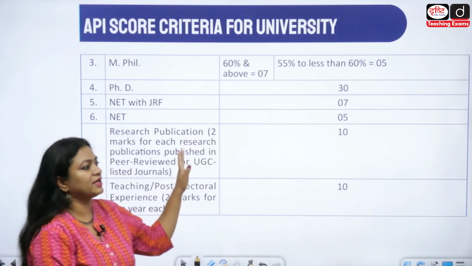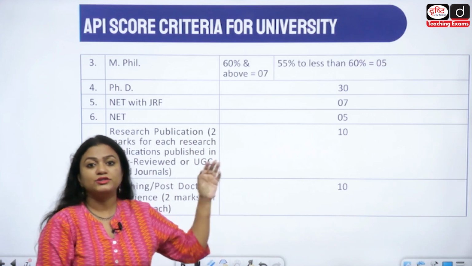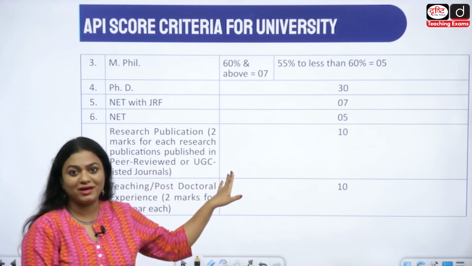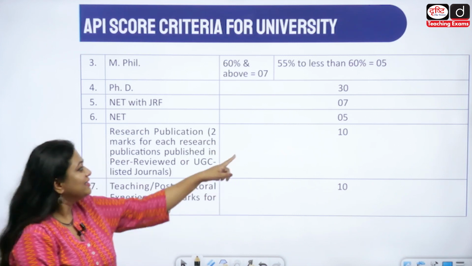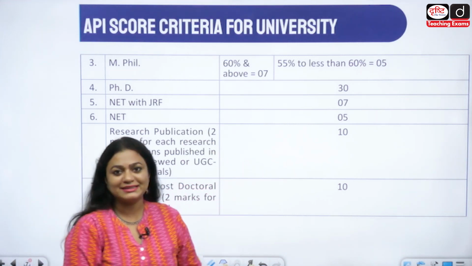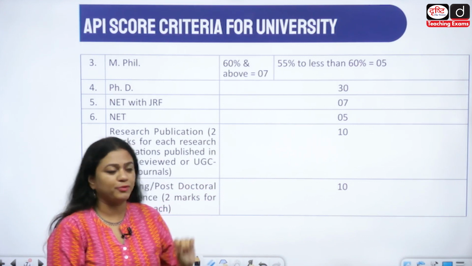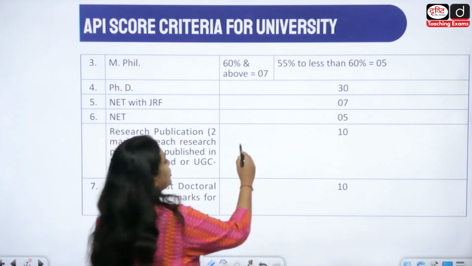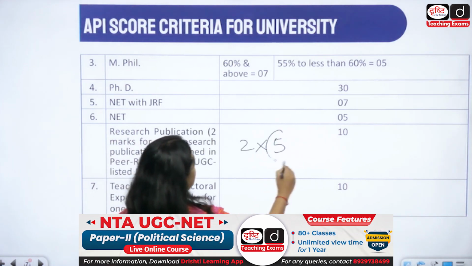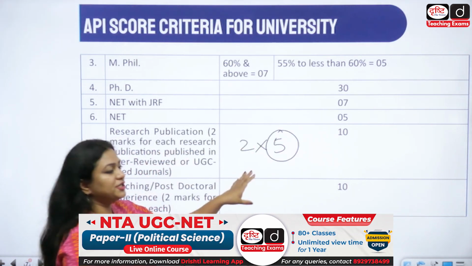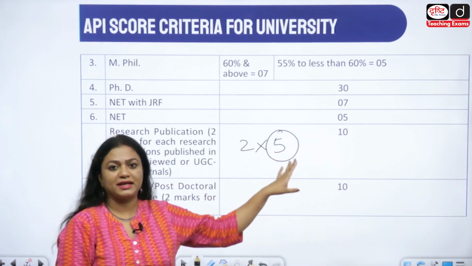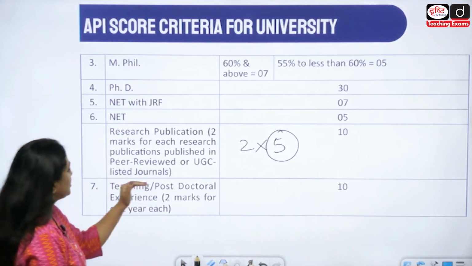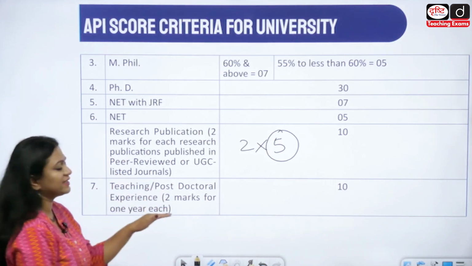So those who have published their papers, for each research paper you will be getting 2 marks, but there is also a limitation. The maximum marks you can have is 10, or you will be earning only 10 points. So 2 marks for each research paper means 2 multiplied by 5. So a maximum of 5 publications you can show or attach while applying for the post of assistant professor.